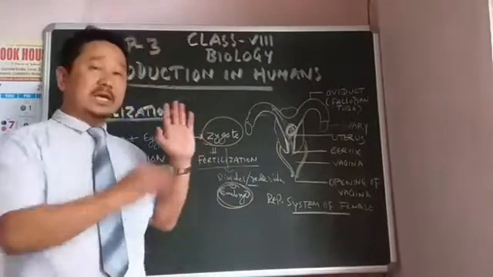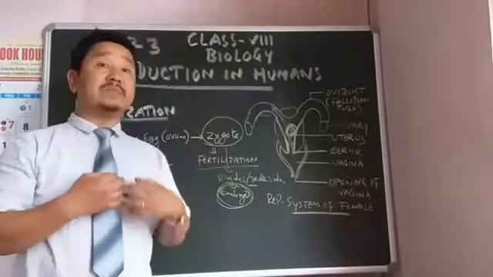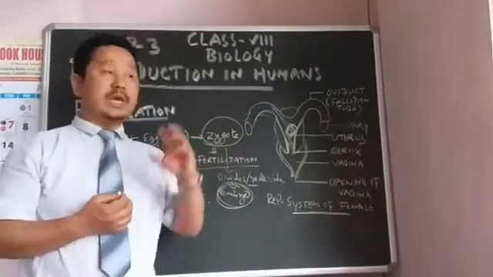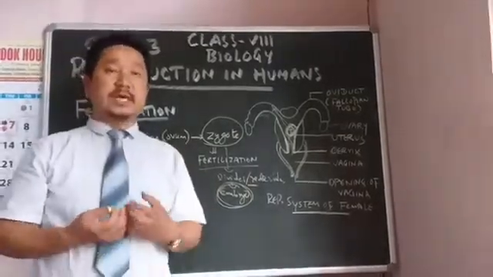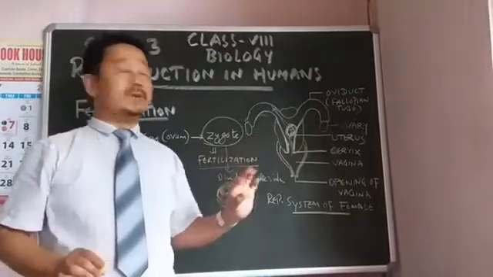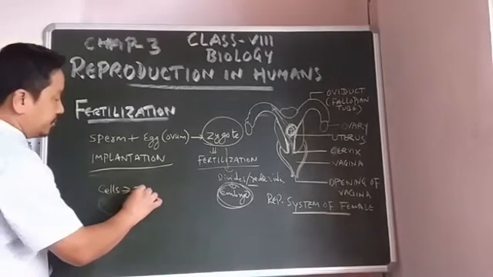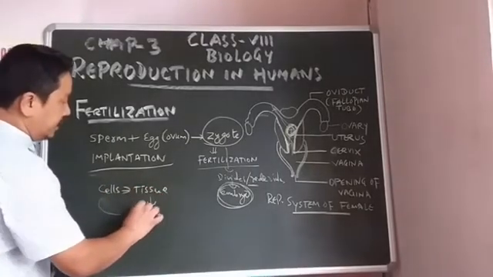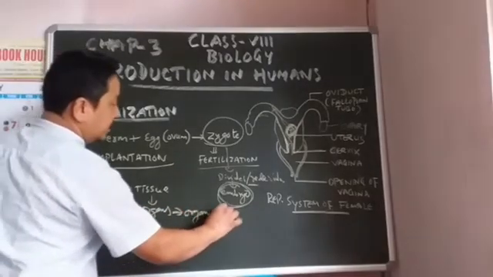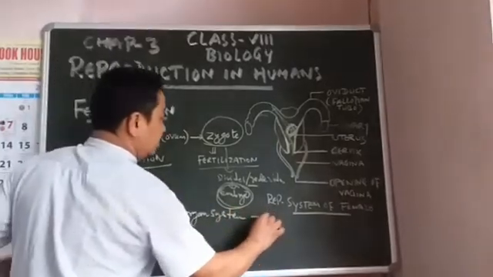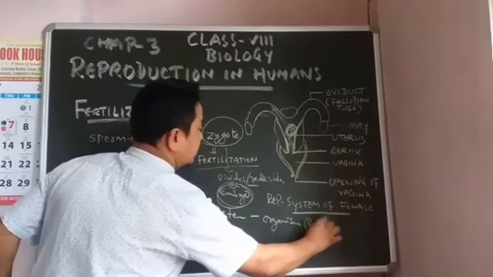Okay, so first the cell, the zygote, then because of the division and redivision of the cell, the tissue will be formed. Then tissue will develop into the organs, then organs into the organ systems, and ultimately the baby will be ready inside. Cells, then tissue, then organ, then organ system, then ultimately organism. That means this is the baby now.